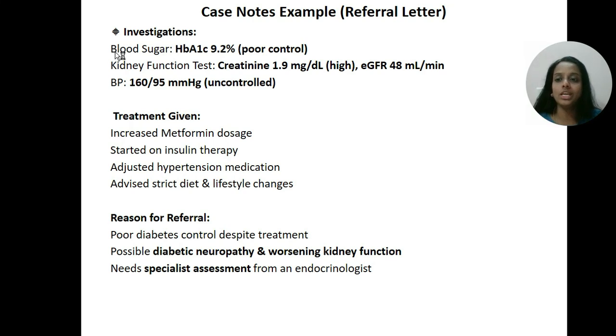And also the investigations are given here. Blood sugar, HbA1c is 9.2%, which is poor control. Kidney function test, creatinine 1.9 mg per dL, which is high. eGFR 48 mL per minute. And BP is 160 over 95 mmHg, which is uncontrolled. And the treatment given: increased metformin dosage, started on insulin therapy, adjusted hypertension medication, advised strict diet and lifestyle changes, and the reason for referral: poor diabetes control despite treatment, possible diabetic neuropathy, and worsening kidney function, needs specialist assessment from an endocrinologist.